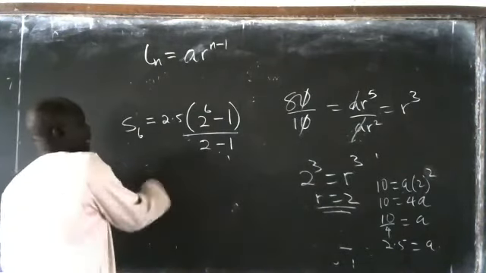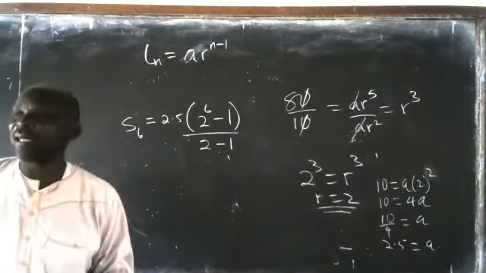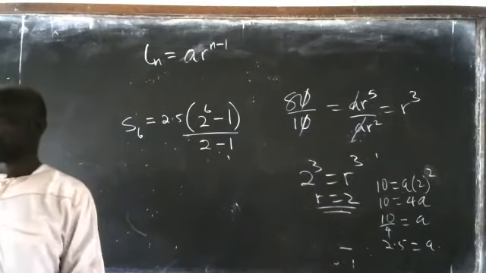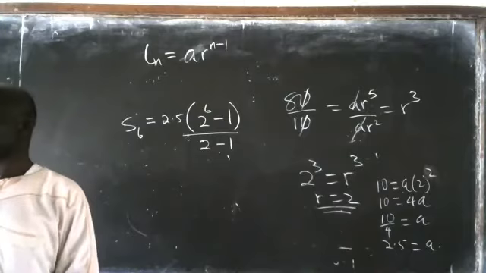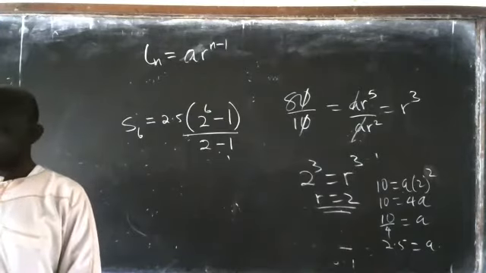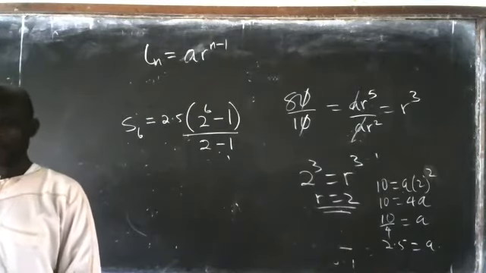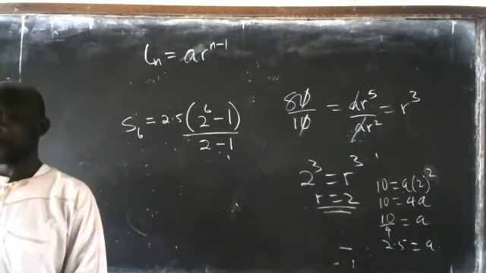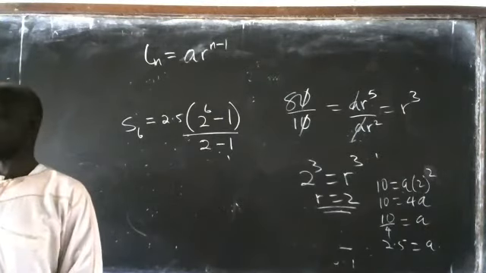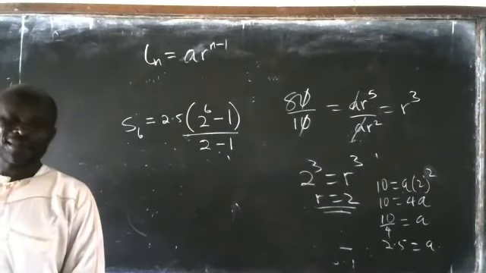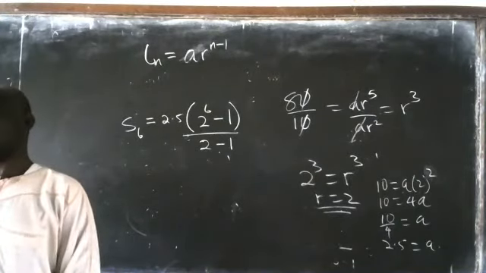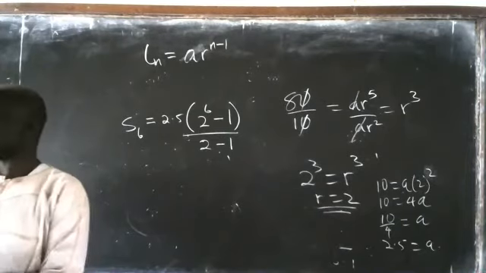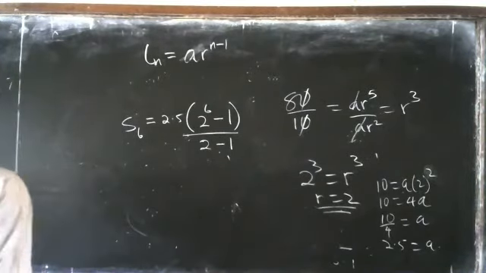2.5 times 2 power 6 minus 1 divided by 1. What is the answer? What is the answer? You must get into pressing that machine.